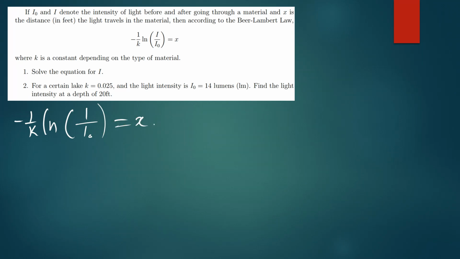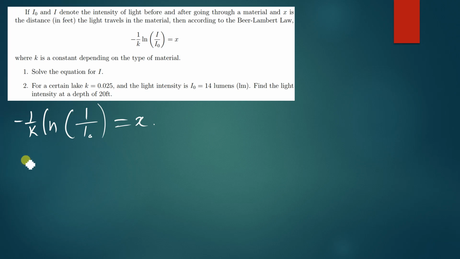Now the first question says where k is a constant depending on the type of material, solve the equation for I. So we're trying to make I the subject of the formula. So what are we going to do? We first take this -1/k as the power of this function there.